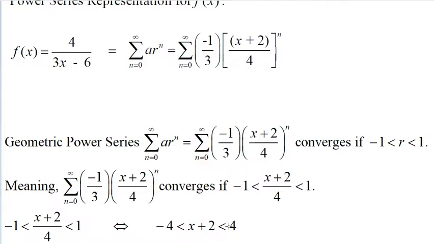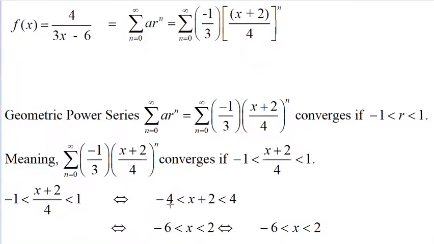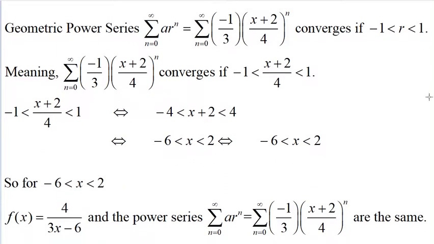And then subtract 2. Negative 4 minus 2 is negative 6. x plus 2 minus 2 is x. And then 4 minus 2 is 2. And so this power series converges if x is between negative 6 and 2. As long as x is between negative 6 and 2, the function 4 divided by 3x minus 6 and the power series here are the same.